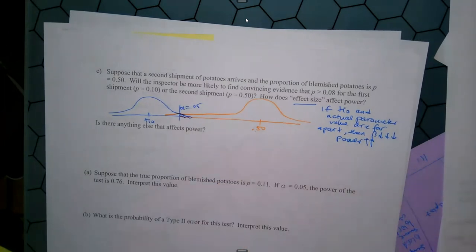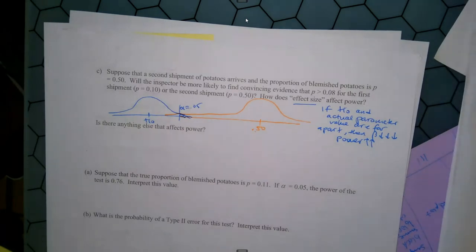So if you have a 50% blemished truck, much easier to decide the truck should go away than if you have an 11% blemished truck. That's the idea. Is there anything else that affects power?